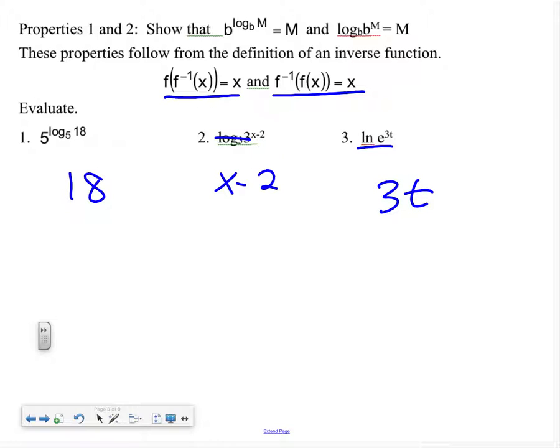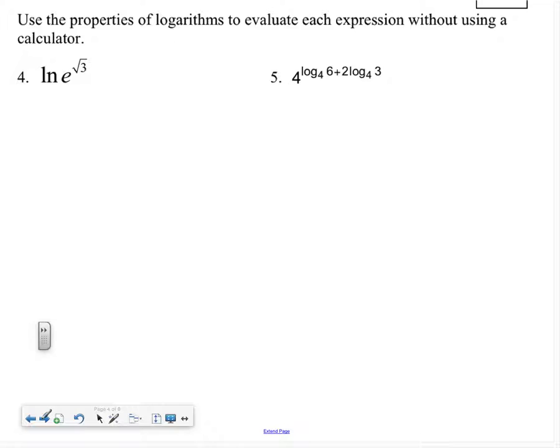Makes a lot more sense with examples. When they're next to each other, they just cancel each other out. And we'll be using that when we solve equations too. Is that all right? Okay. Use properties of logarithms to evaluate each expression without using a calculator. So this is the same thing. What happens when they're next to each other is they cancel each other out, and you get 3.